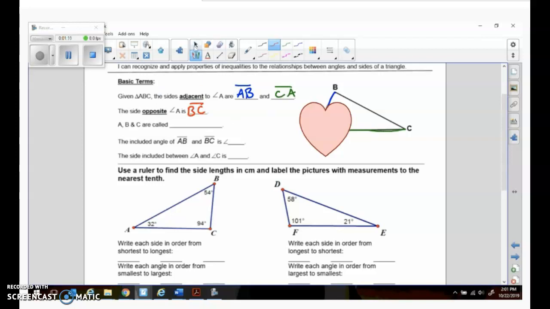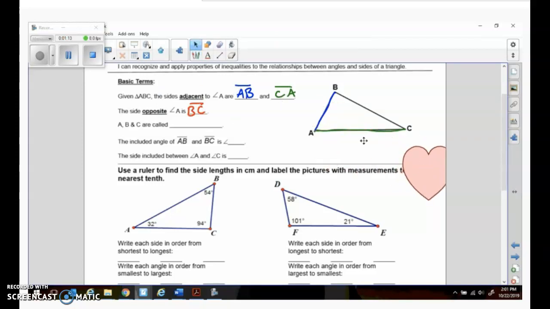So now A, B, and C are what we call vertices. If there's just one, it's called a vertex. But if there's more than one, or three in this case, then we call them vertices.